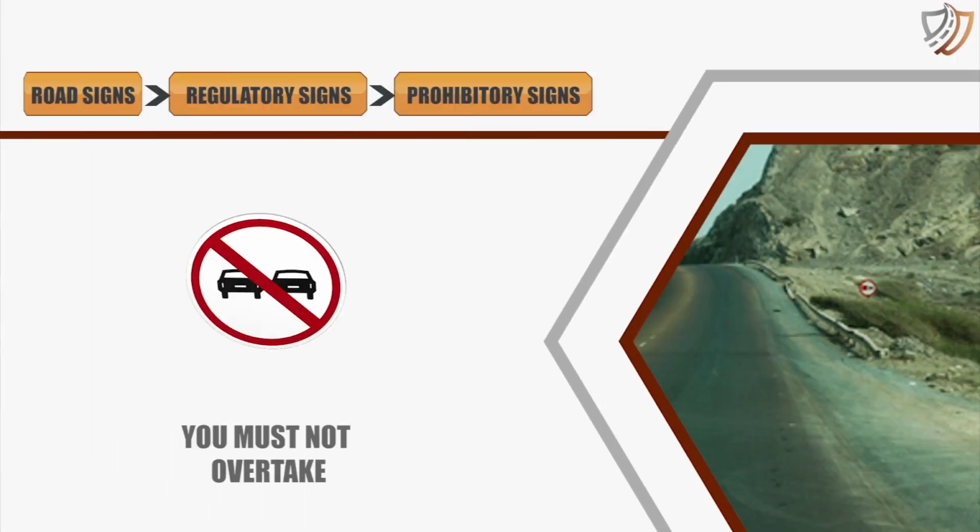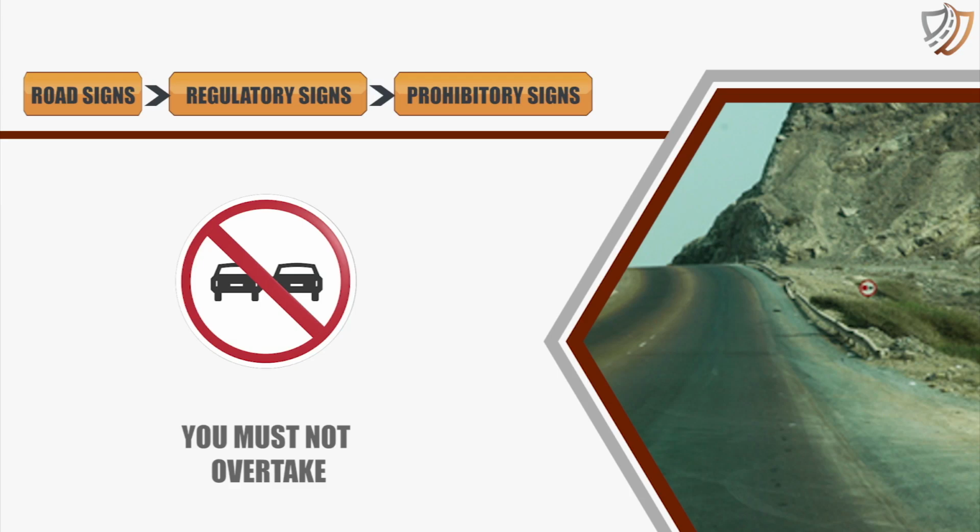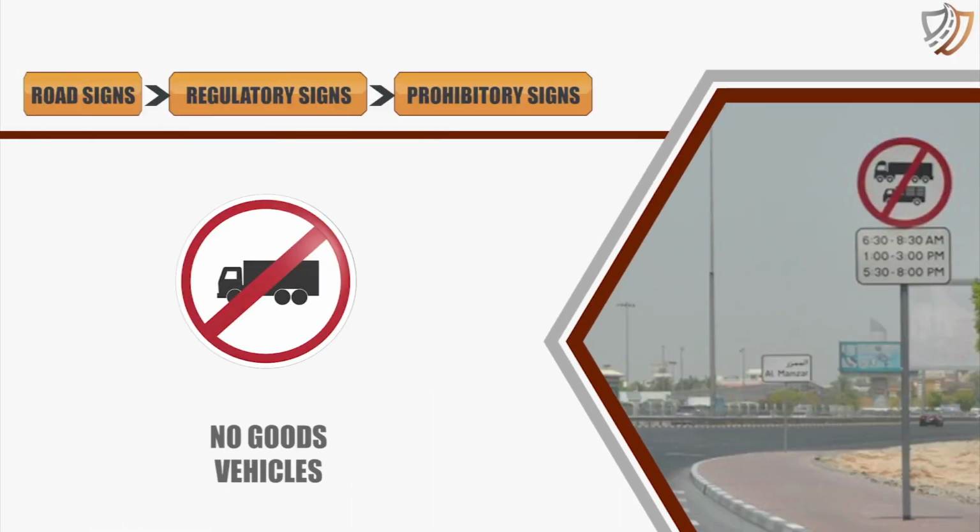No overtaking. This sign forbids the driver from overtaking. This sign is typically found at tunnels, bridges, upward inclines on hills, sharply bending roads, and two-way roads where the visibility makes overtaking hazardous.